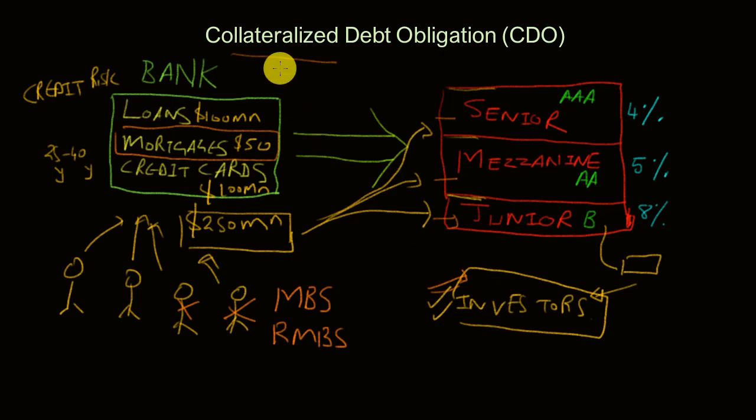Then you have a similar product called collateralized loan obligations, CLOs. In this case, you would take various commercial sector loans and then package them into different tranches and sell them to investors. So you can see collateralized debt obligations are a popular way of transferring credit risk, and this whole process is called securitization.